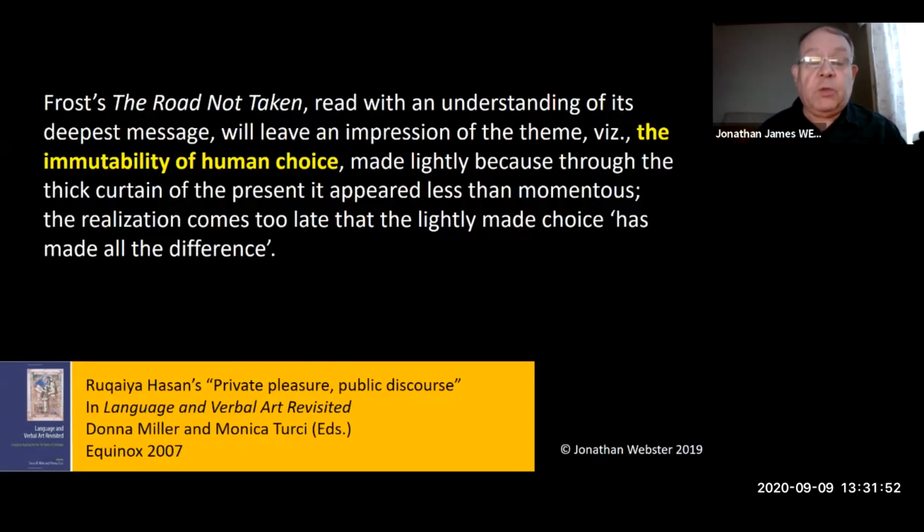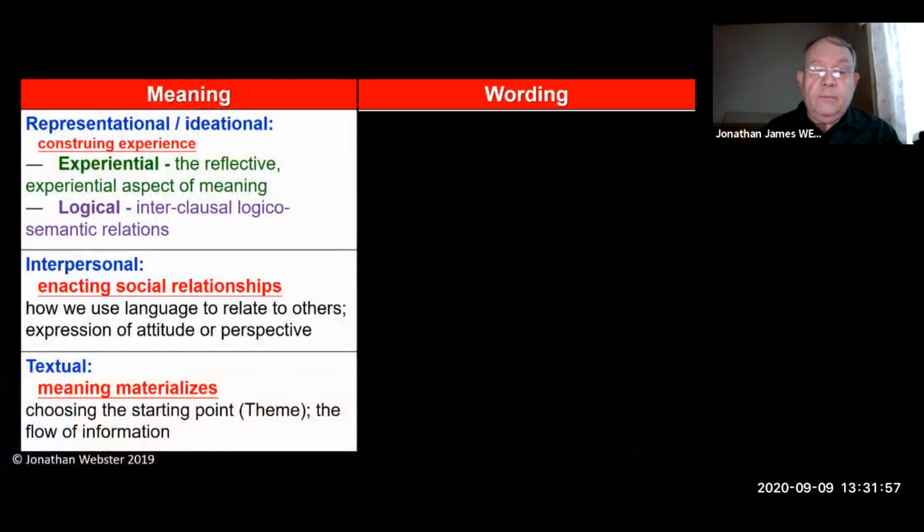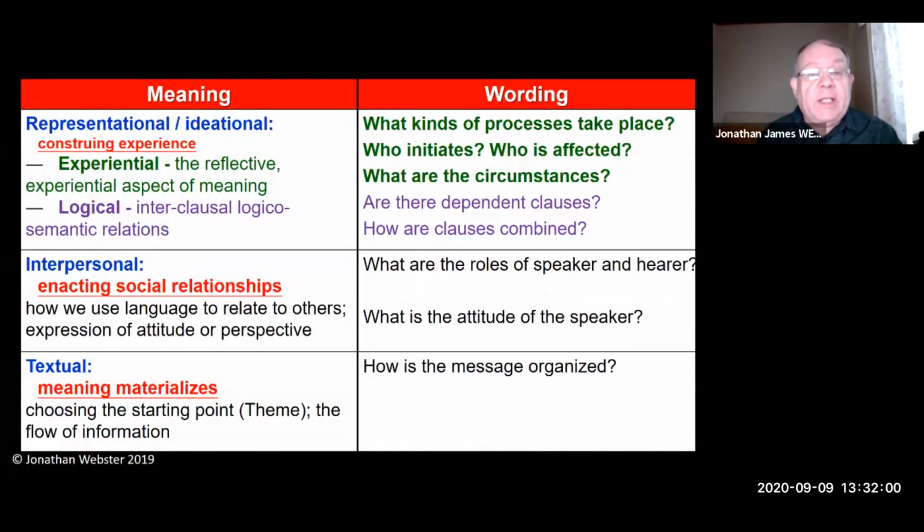Now, what we're going to do is examine how she came to that point of view. And how we're going to do that is we're going to go back and look at sort of the approach that we're going to take to this. There are meanings, and these meanings are realized through choices of wording. We said the experiential, the kinds of process that are taking place, who initiates those processes, who is affected by those processes. What are the circumstances? Okay?